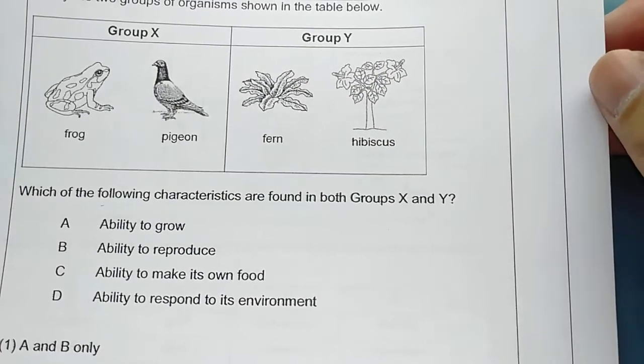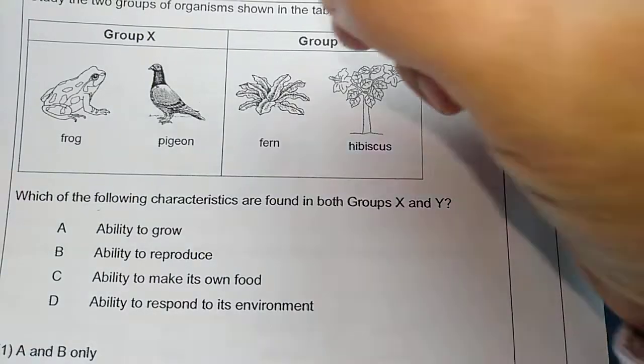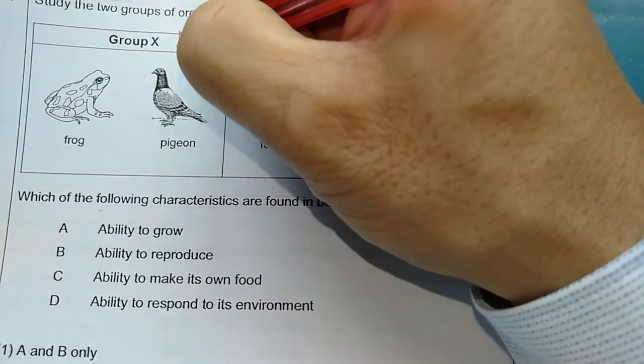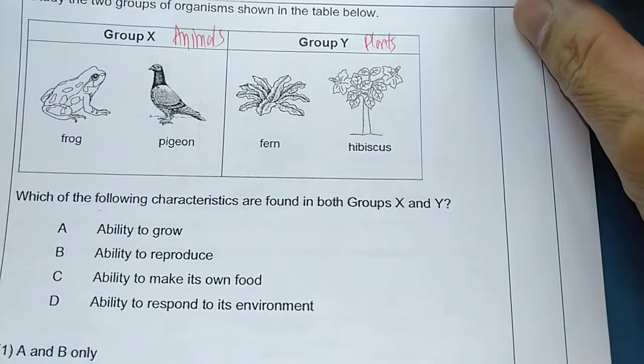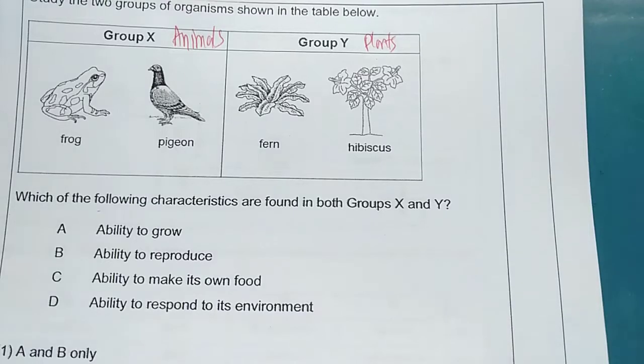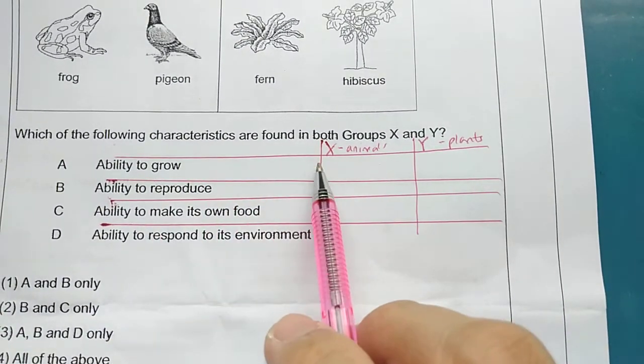Now study these two groups of organisms. Now clearly you can give the heading for yourself. These will be simply animals and these would be plants. Now think in terms of a table again, like this. So if you think in terms of a table, you can see which one can grow.